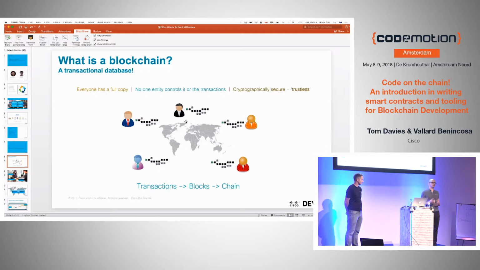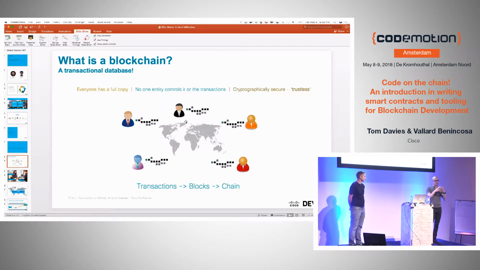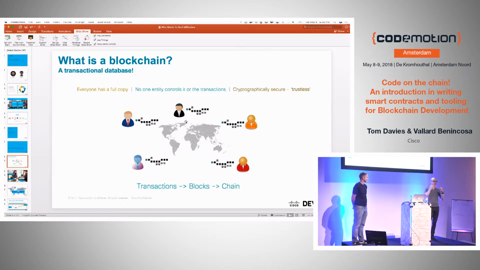No one entity controls it. So it's not like one entity just has all that data and then you transact into it. It's not like Facebook, for example. It's much more that because you all have one version of it, we all transact into it, we all update that same database across all of us, and it ripples through everyone, so everybody's database has the same transactions within it. And it's cryptographically secure, as I'm sure a lot of you know, so it's a trustless system.